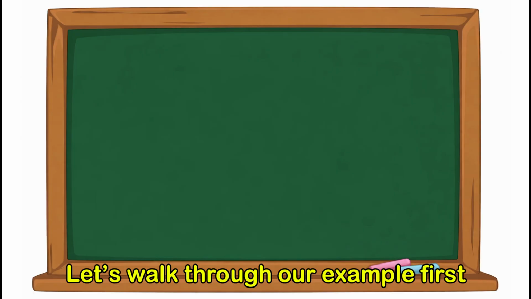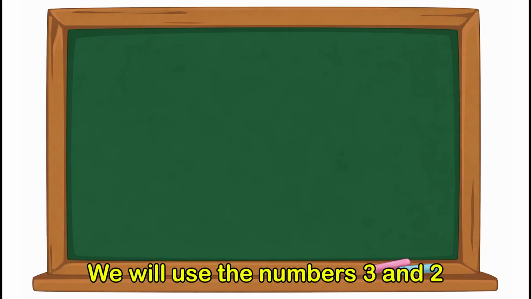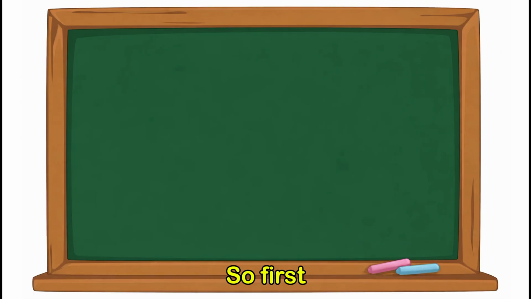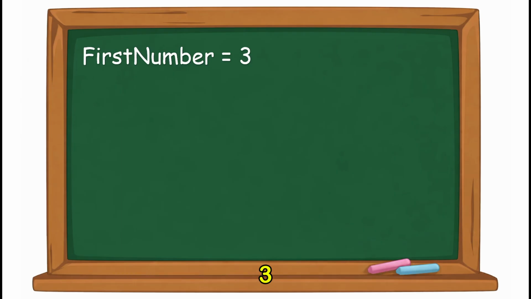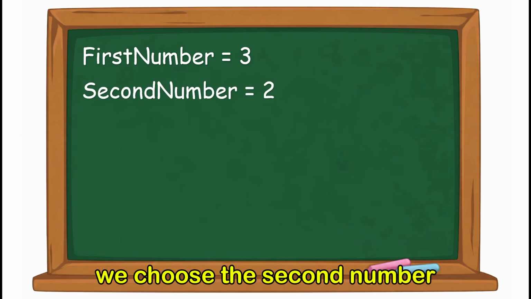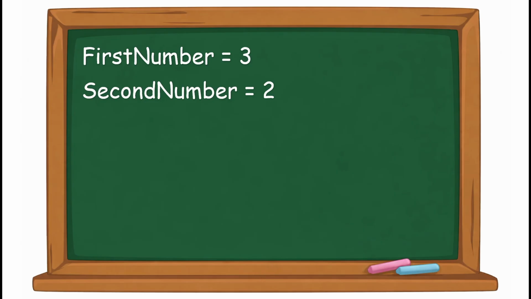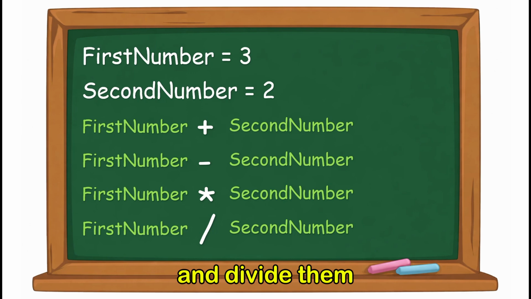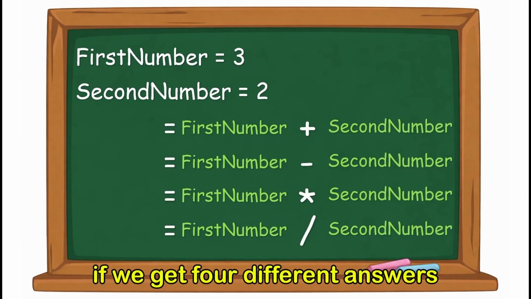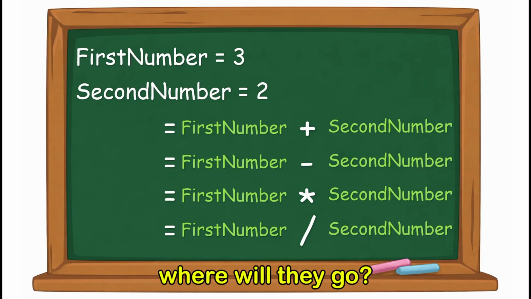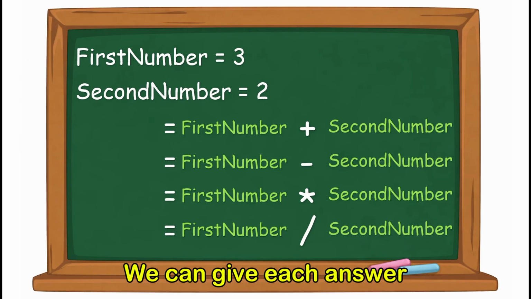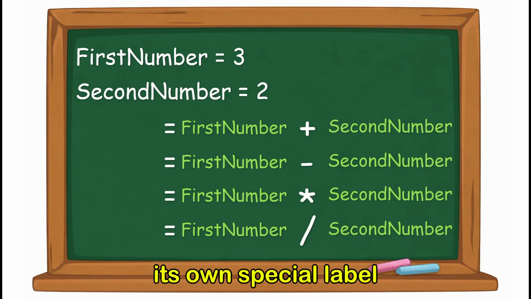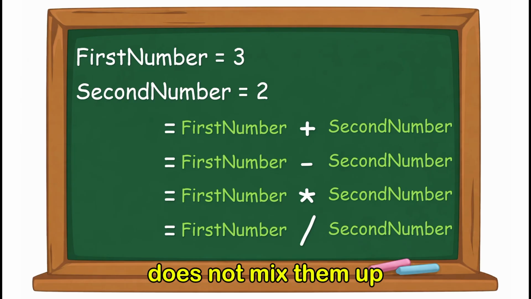Let's walk through our example first. We will use the numbers 3 and 2. So first, we choose the first number, 3. Then, we choose the second number, 2. Now we want the computer to add them, subtract them, multiply them, and divide them. But wait. If we get 4 different answers, where will they go? Well, we can give each answer its own special label so the computer does not mix them up.